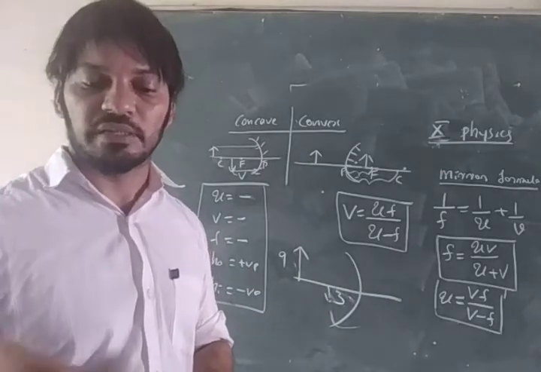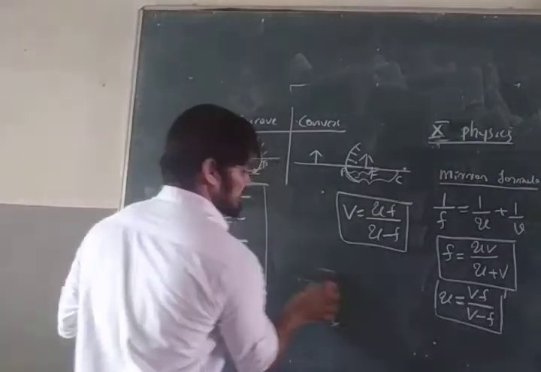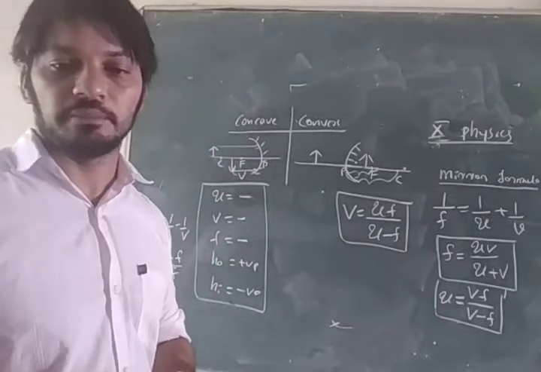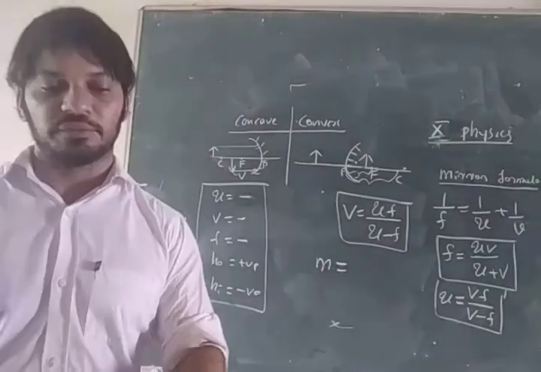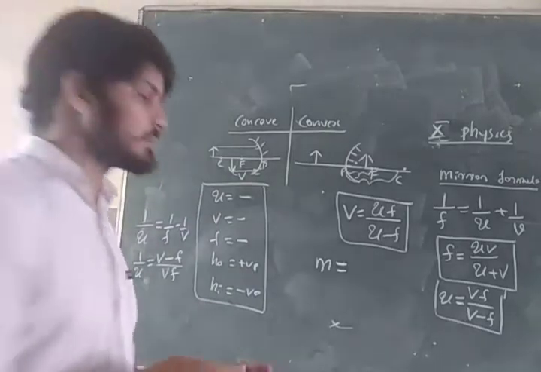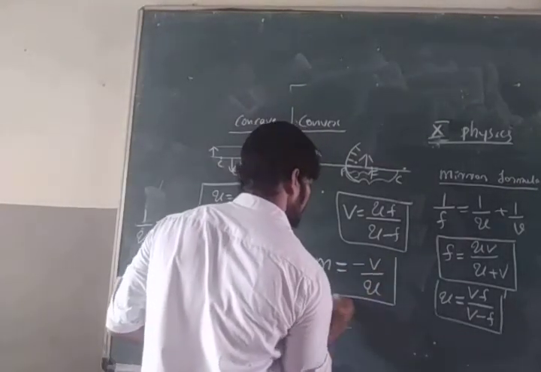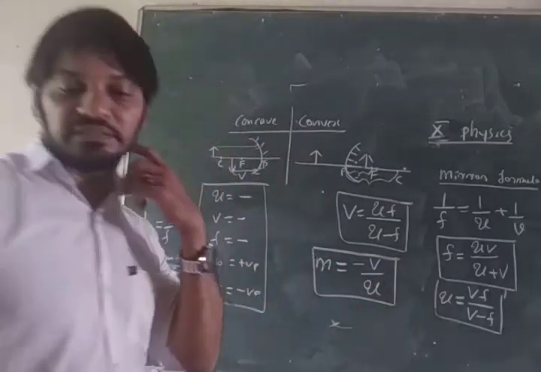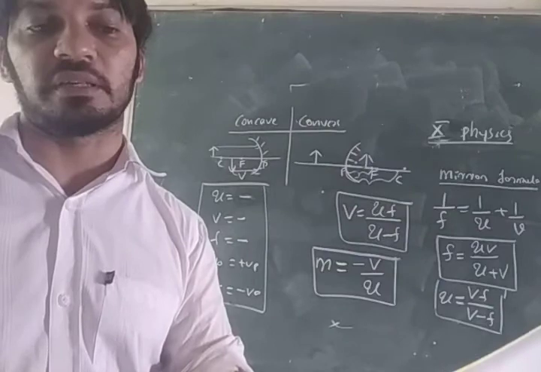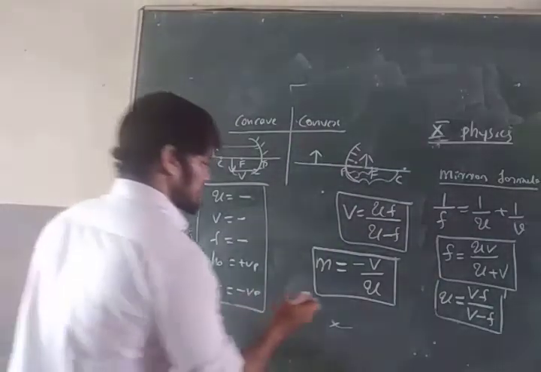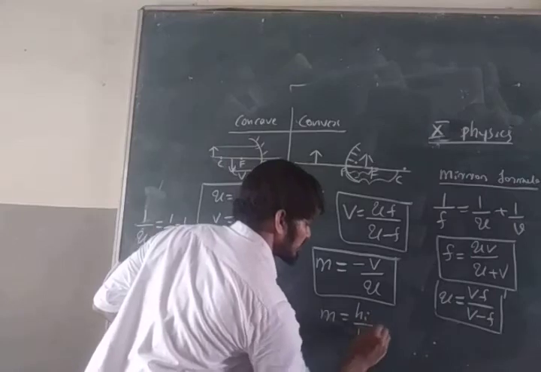So I am telling the magnification formula. M is equal to minus V by U. M means magnification. You can find magnification using minus V by U. One more formula is there: M is equal to HI by HO.